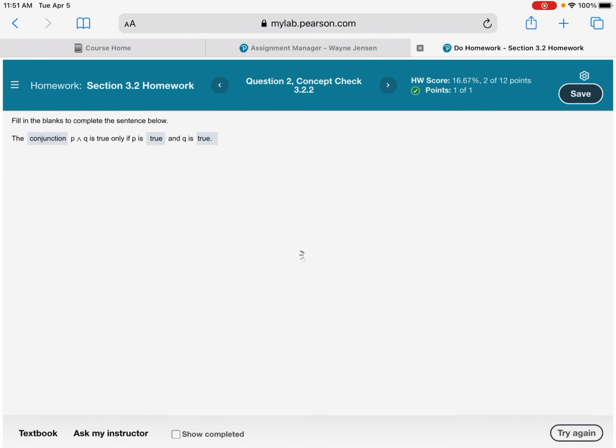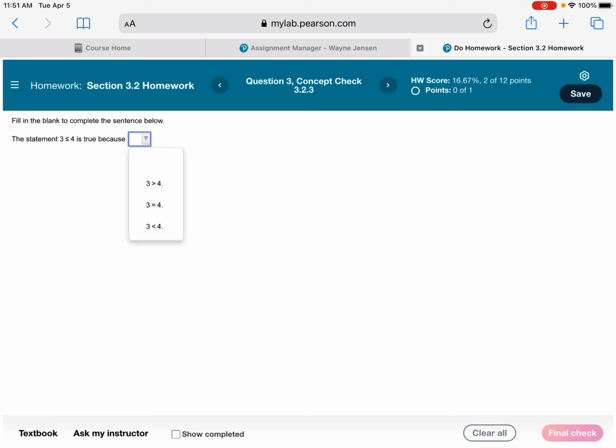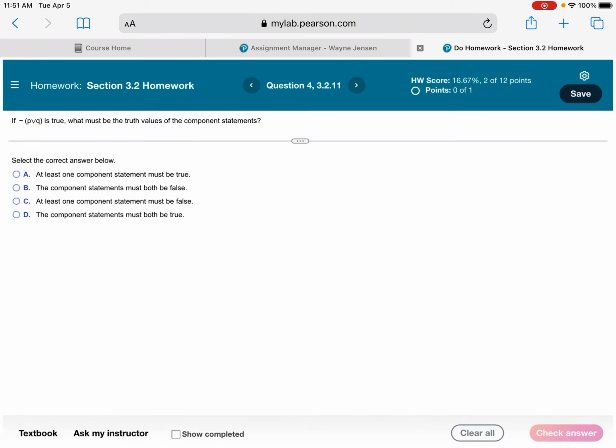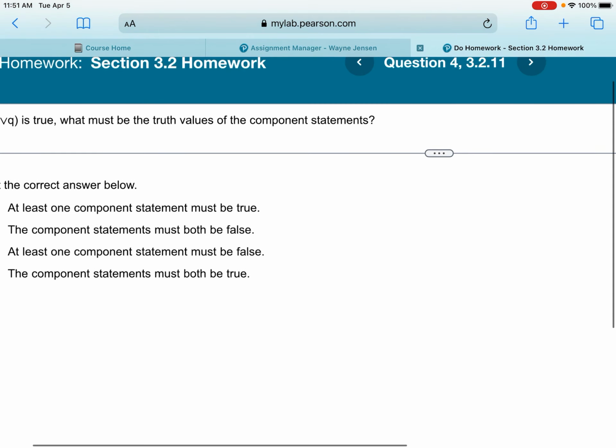And just kind of go through here and see what these are like. You know, fill in the blank to complete the sentence below. This statement is true because, and then you'll have some choices there. I think that one's pretty obvious. Now, here we go with the negation of P or Q.